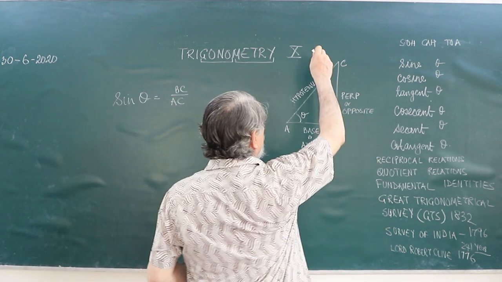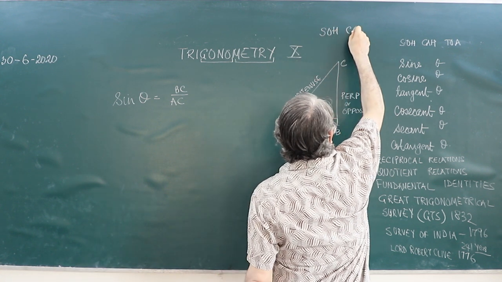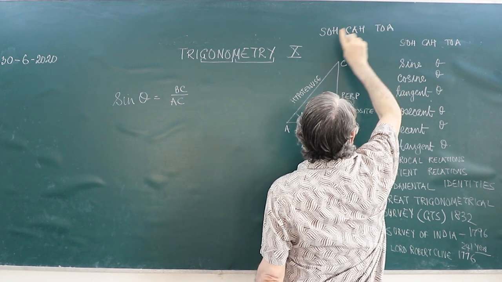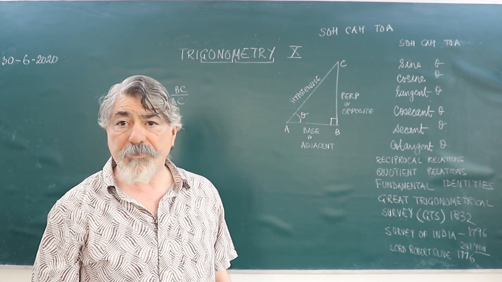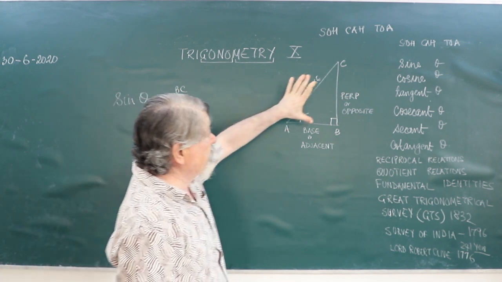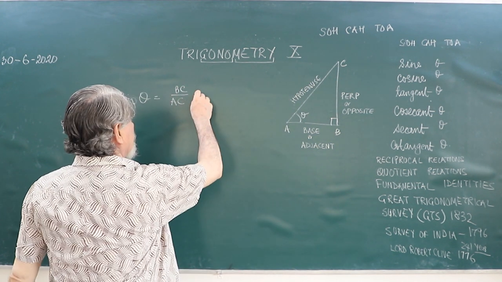Again I'll write for your benefit, SOH CAH TOA. Sine is opposite upon hypotenuse. Opposite here is BC, hypotenuse is AC.